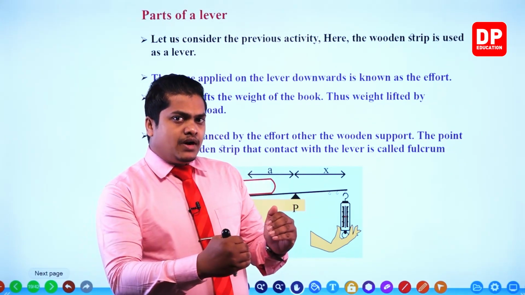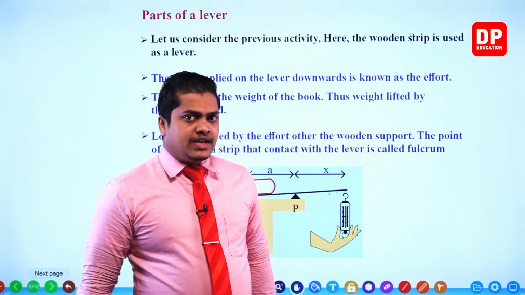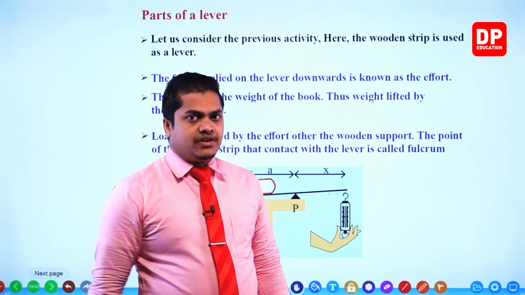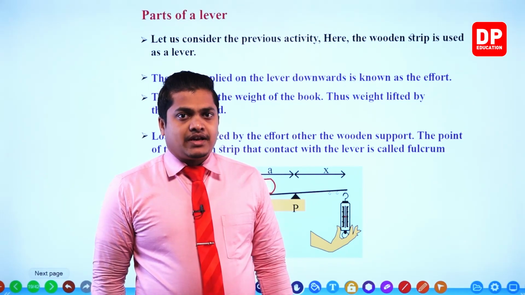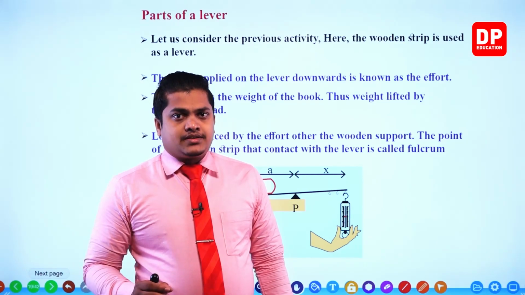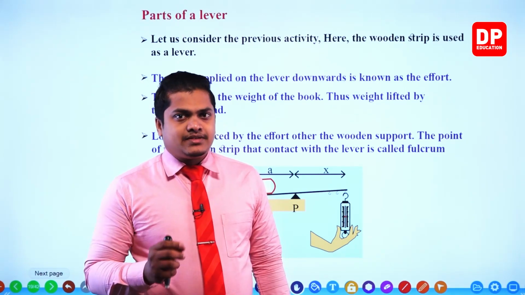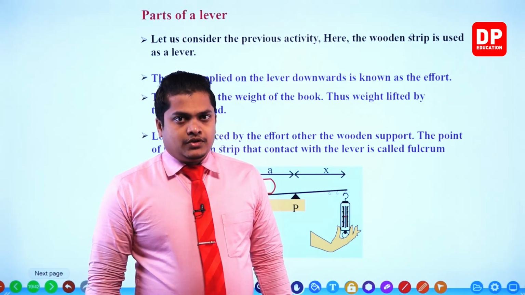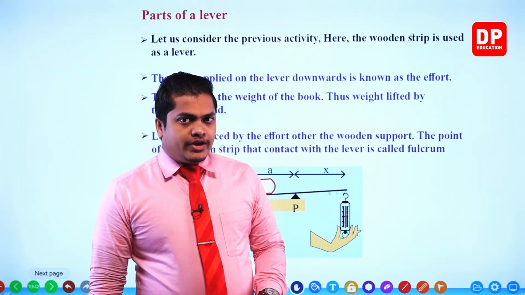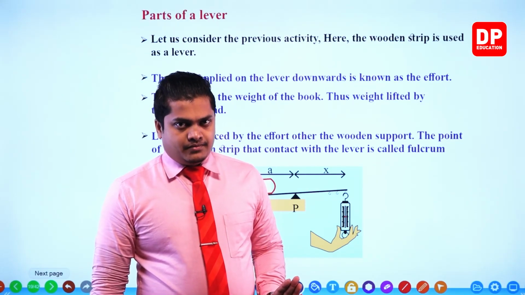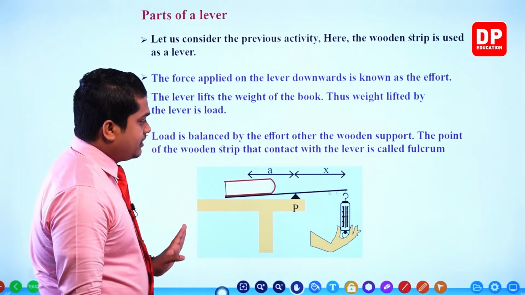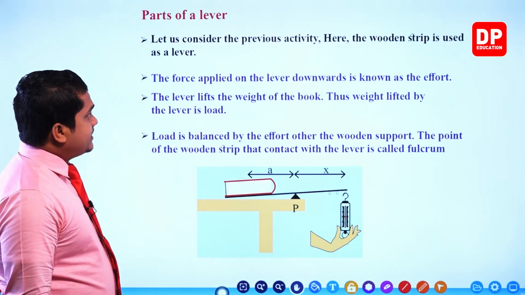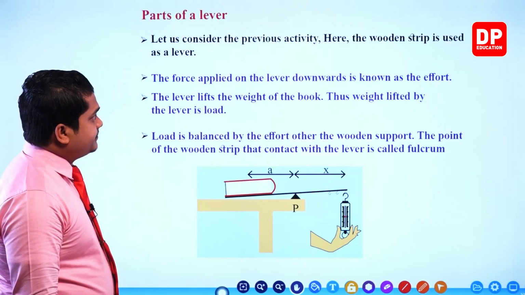Now within this part, my dear children, we will be investigating the parts related to a lever. In a lever, what are the main parts? What are the main things that we can observe? So once again, we are going to recall the previous activity. You are given a diagram. Let us consider the previous activity.